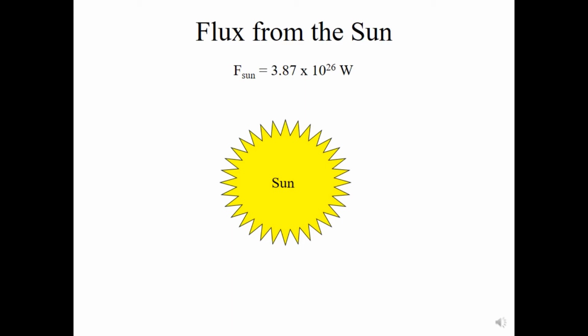Now, where does that energy go? It spreads out equally in all directions. So it spreads out basically in the shape of a sphere as it moves away from the sun at the speed of light.